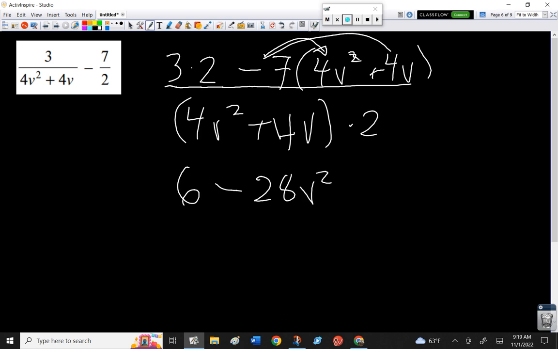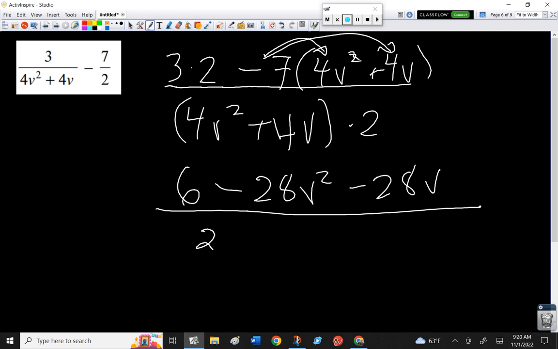Negative 7 times positive 4v. That's going to give us negative 28. Oops, sorry. Negative 28v. All of this is going to be over. And I'm going to go ahead and not distribute this. So I'm just going to leave this as 2 times 4v squared plus 4v. And actually, to be honest with you, that's pretty much simplified. I could probably reduce everything by 2, but I'm going to leave it like that because what I want you to do is just get used to the fact of adding and subtracting rational expressions.